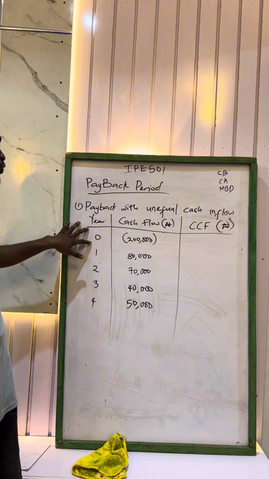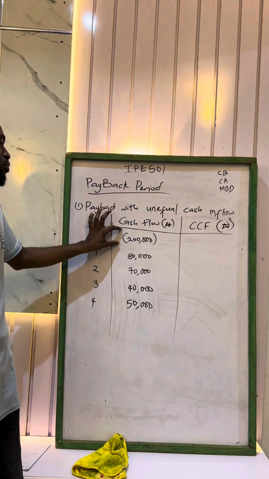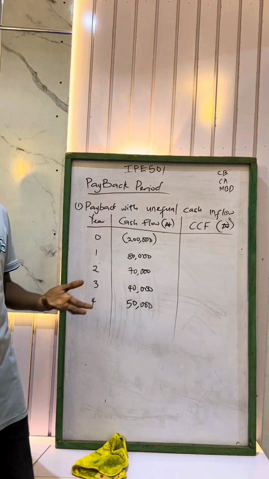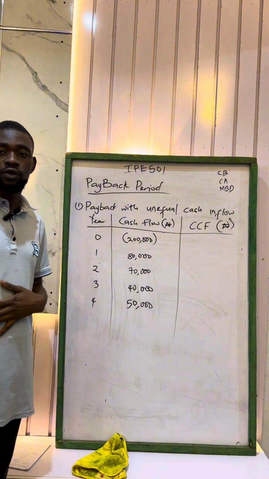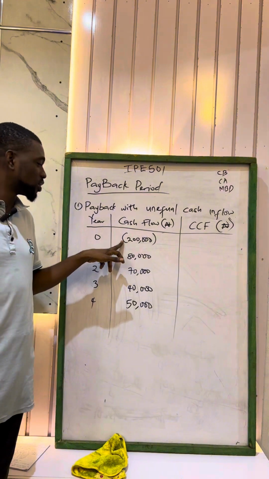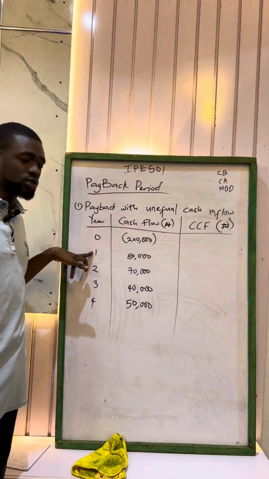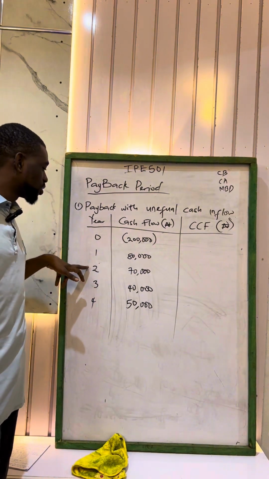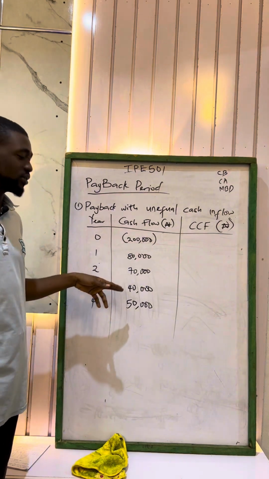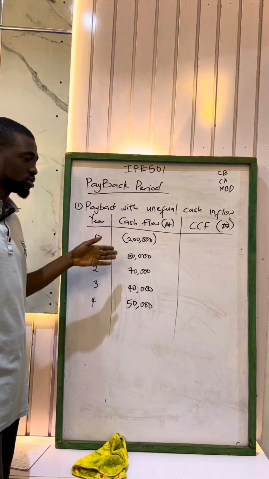That is for the first thing when you started the business. This bracket here is indicating that it is negative. And negative means the money you are putting in or the money you are yet to get back from the business. So you invested 200,000 naira into a business. At the end of the first year, you get 80,000 naira in return. Second year, you get 70,000 naira. So you can see how the inflow you are getting after every year is not equal, it varies.